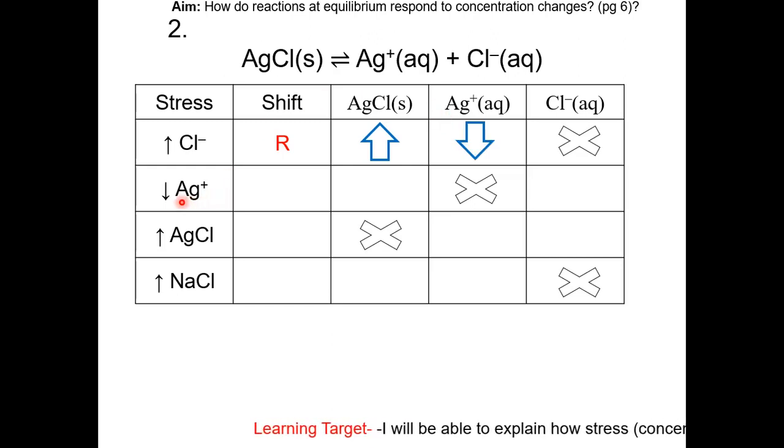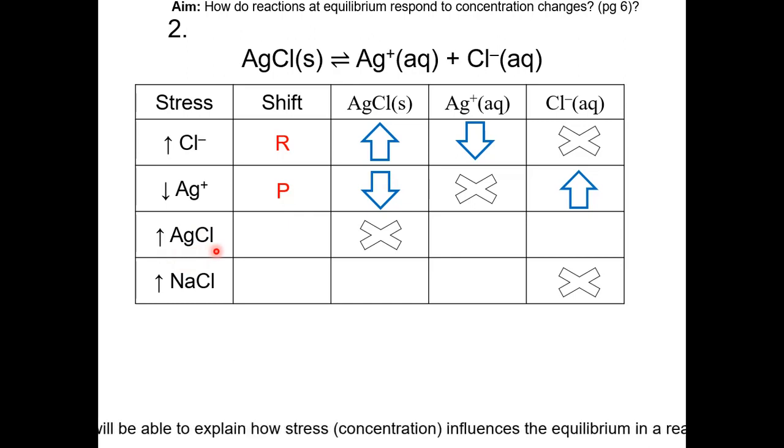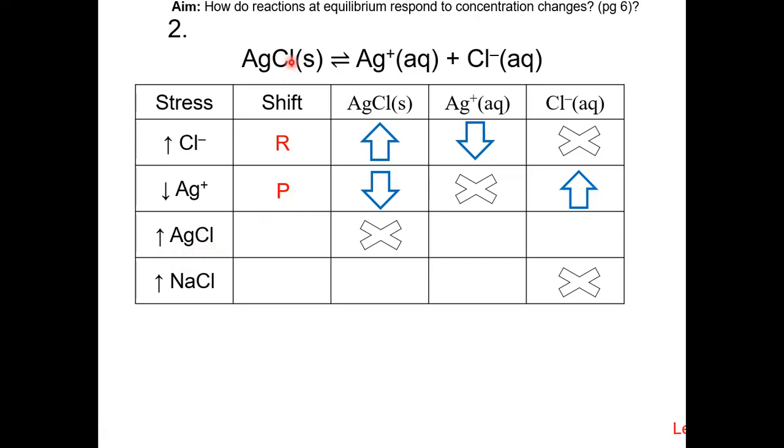In the next stress, we're decreasing the silver ion. Since silver ion is on the product side, it will shift to the same side, which is the product side. Since silver chloride is on the reactant side, it is not favored, therefore it will decrease. Since chloride ion is on the product side, it will increase. The next stress is increasing silver chloride. Since silver chloride is on the reactant side, by adding more, we can shift to the opposite side, which is the product side. Since silver ion and chloride ion are on the product side, they will increase.